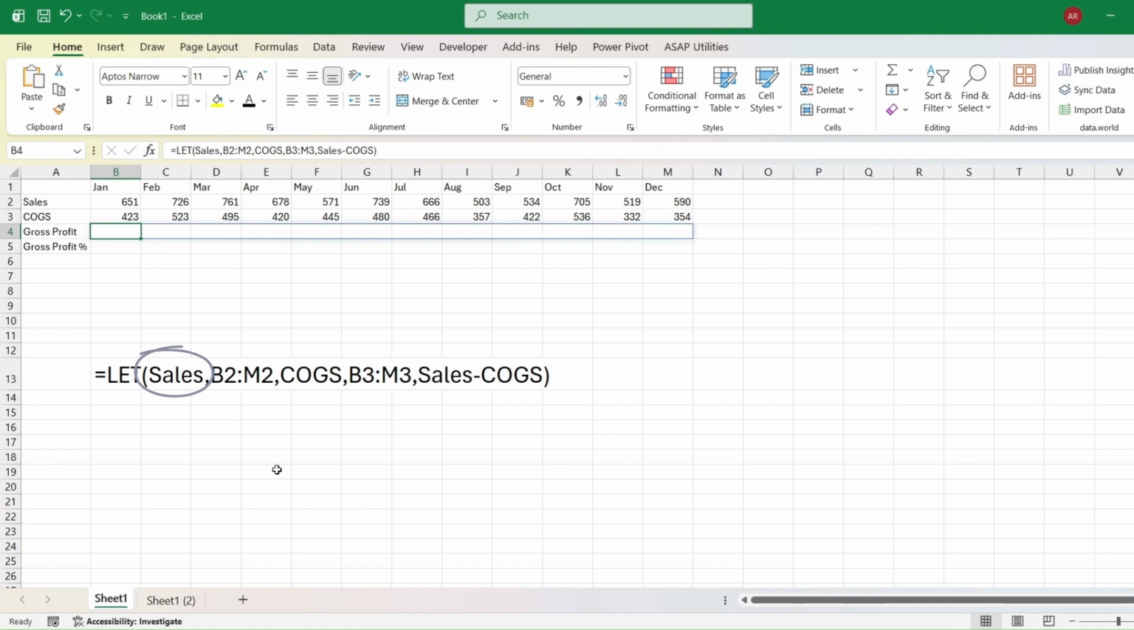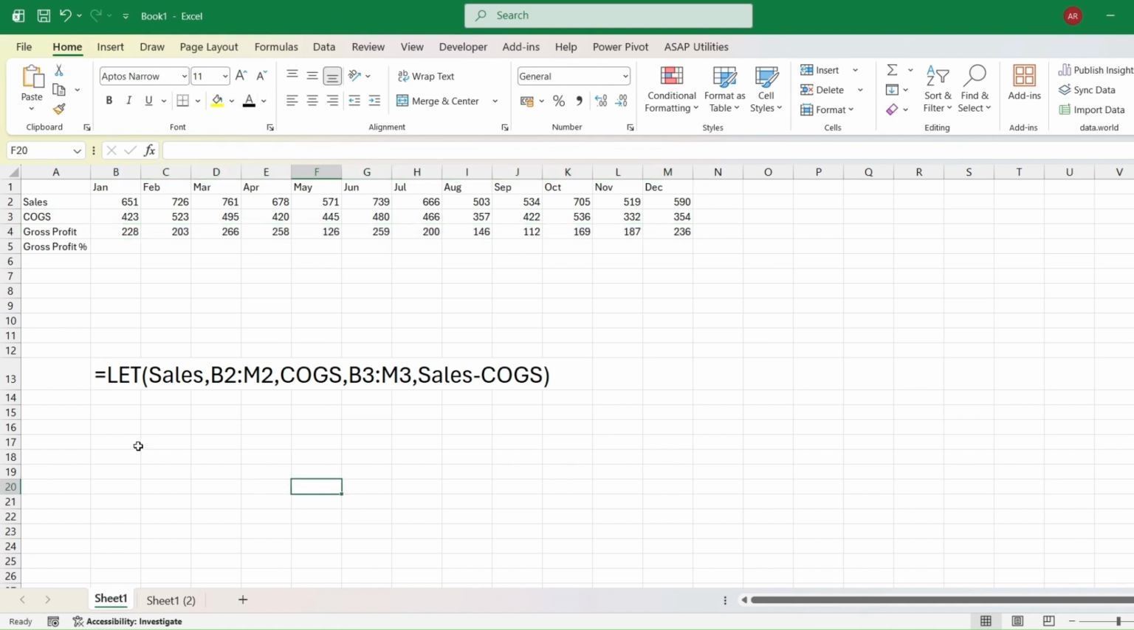Sales is the name of the variable. B2 to M2 are the values of the variable. COGS is the name of the other variable. B3 to M3 are the values of the variable COGS. Sales minus COGS is the calculation of gross profit. We have the formula inputted in cell B4, and as it is a dynamic array, the results are spilled over from C4 to M4. No old-fashioned dragging of formula.